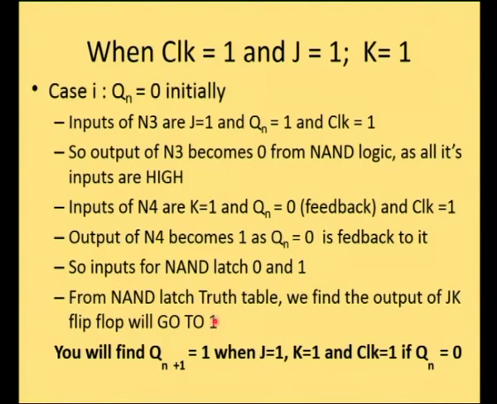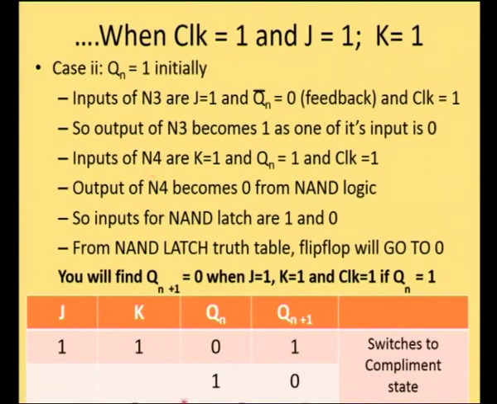You can look at the circuit now. So, you will find that Q n plus 1 is equal to 1 when J equal to 1, K equal to 1, clock is 1 if Q n is equal to 0. When Q n is equal to 1 initially. In that case, what are the inputs of N3? J equal to 1 and Q bar is equal to 0. So, the output of N3 will become 1.